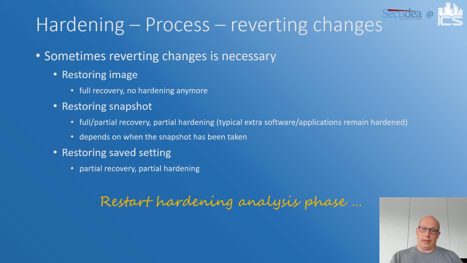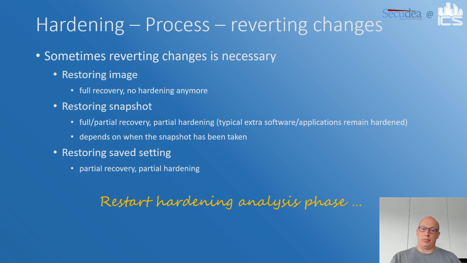Sometimes, of course, it's necessary to revert changes. If the HMI or the DCS or the hardened systems run into problems or something doesn't work and you cannot solve it by just changing one single setting in the hardening, you might have to restore or revert changes. So there's a few options there. First, restoring the image. Well, that's a full recovery, so there's no more hardening present on the system.